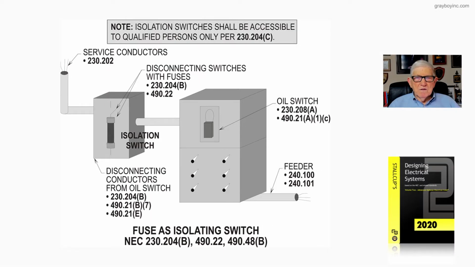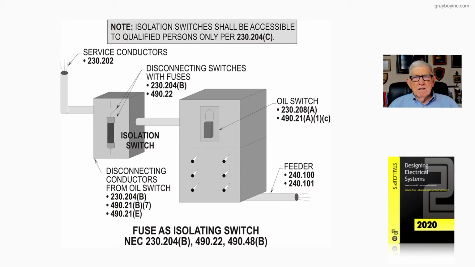Now this figure 17-6 from Stallcup's Electrical Design Book, Volume 2, deals with fuses used as an isolation switch in accordance with 230.204(B), 490.22, as well as 490.48(B). Now, you notice in the note, it speaks of isolation switches.